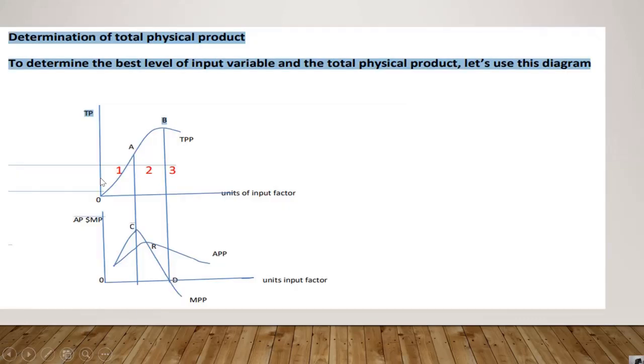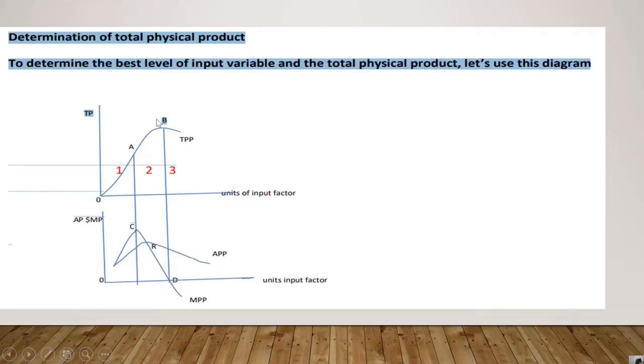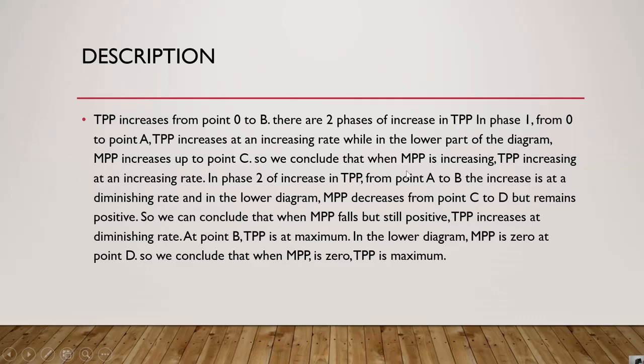Let's get back a little bit and see what we are talking about. We are saying there is a gradual increase, but with diminishing rate from point A to B. You can see this relationship here. There is an increase from A to B, but with diminishing rate. But in the lower diagram, marginal product decreases from C to D. Exactly, that's what we are talking about. So let's look at another relationship here. From C to D, it remains positive.